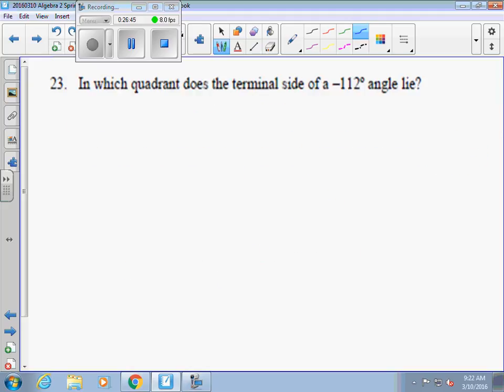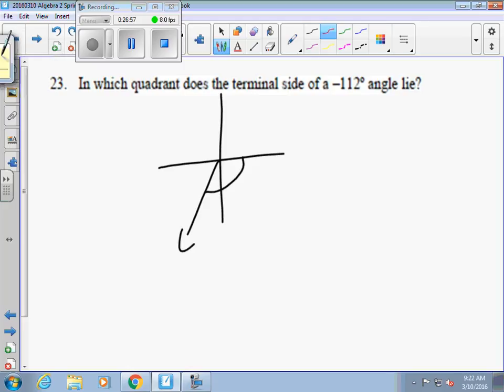In which quadrant does the terminal side of negative 112 lie? You don't even have to draw it, but if you do, you know it's going to be negative 112. It's going to go down, and it's going to end right here. Which quadrant is that? 3. Remember, it's 1, 2, 3, 4. This one, 3.